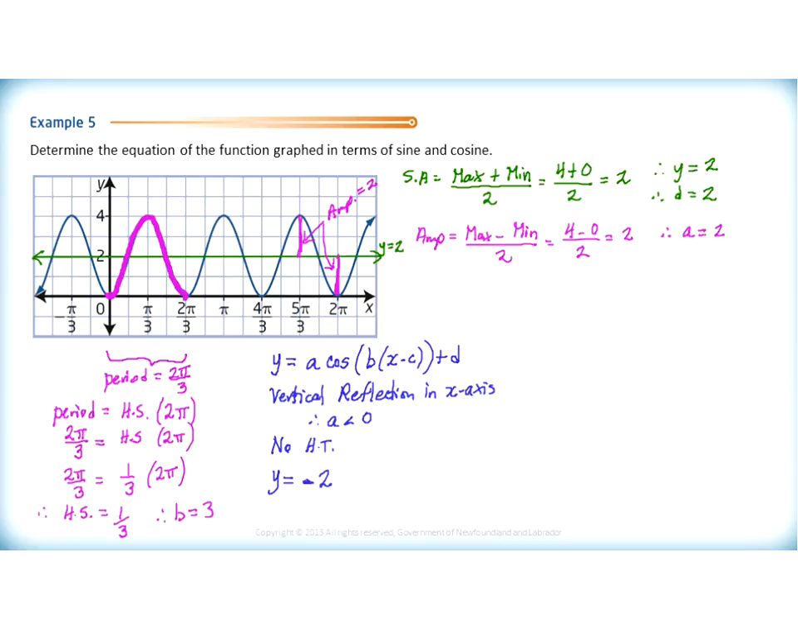Your amplitude is equal to 2 multiplied by the cosine of, the value of B is equal to 3 because we have a horizontal stretch of 1/3. There's no horizontal translation, so it's just x minus 0 or just x, and the value of d is equal to 2. So you have a plus 2 at the end. So that's one equation in terms of cosine.